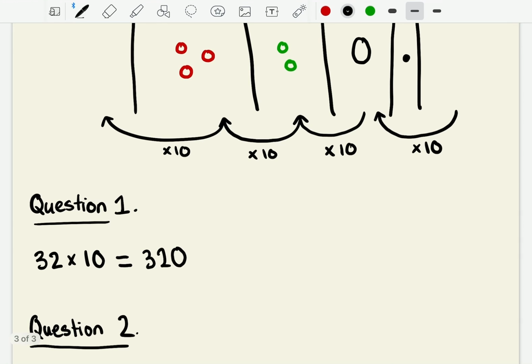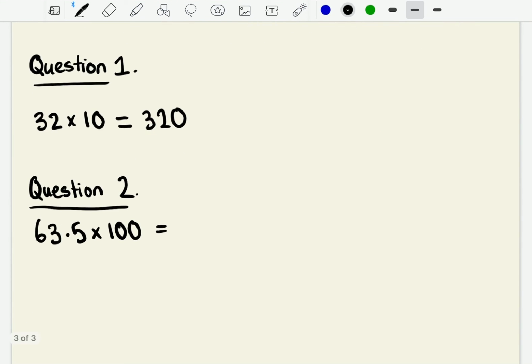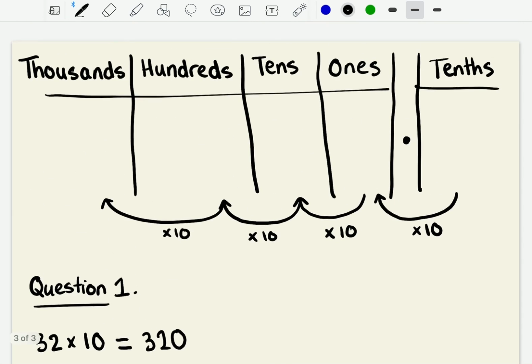And if you look at the number sentence that we've created, it becomes really obvious that when you're multiplying by 10, all you're doing is just adding a 0 on the end. So 32 times 10 is just 32 with a 0 on the end. Okay, so question 2 is very similar, but this time we're multiplying by 100 instead of by 10. And one thing that's very important to note is that 100 is actually the same as 10 times 10, isn't it? So if we want to multiply something by 100, we can just multiply by 10 and then multiply by 10 again. So let's put our number in, 63.5.